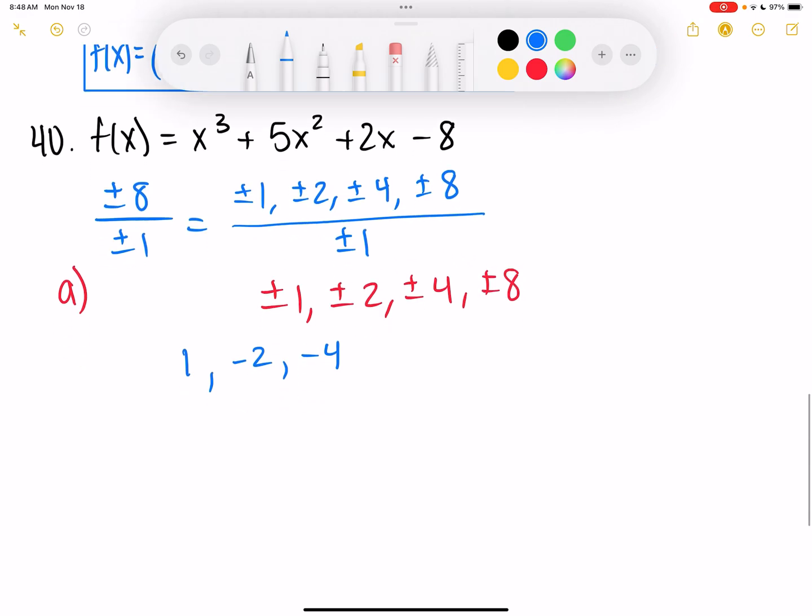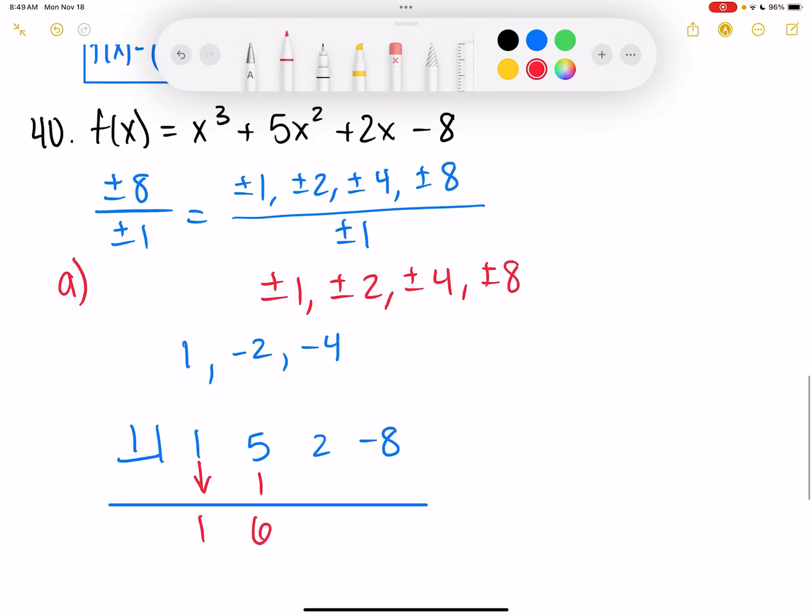So now we are going to plug 1 in as synthetic division. So 1, 5, 2, -8. So we bring down the 1, times 1 is 1, plus 5 is 6, times 1 is 6, plus 2 is 8, times 1 is 8, 8 minus 8 is 0. So we have confirmed that x minus 1 would be a factor because 1 is a 0. So we've confirmed that that's a 0.